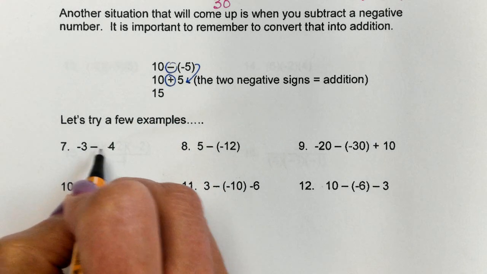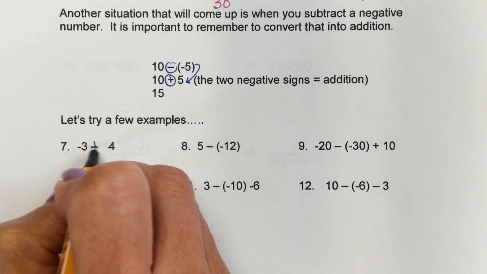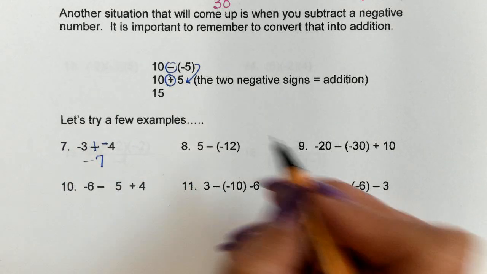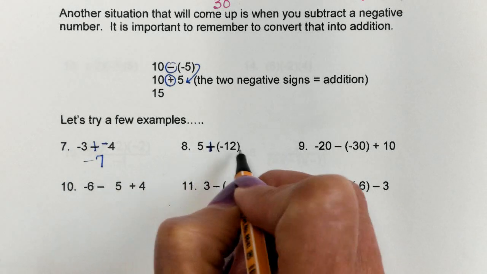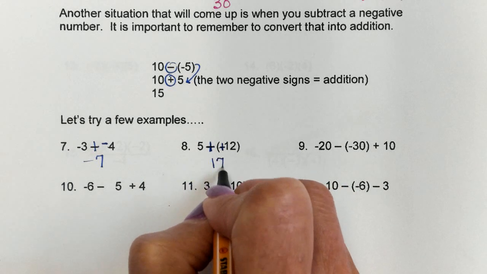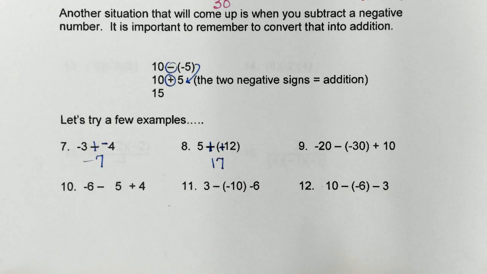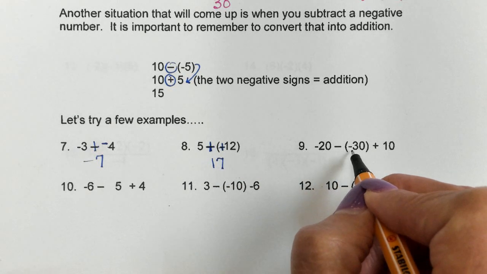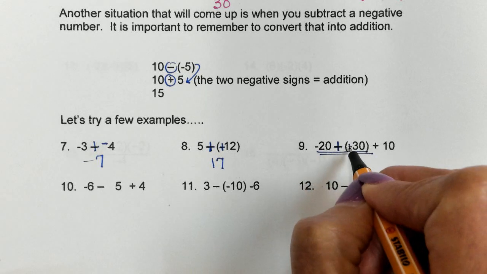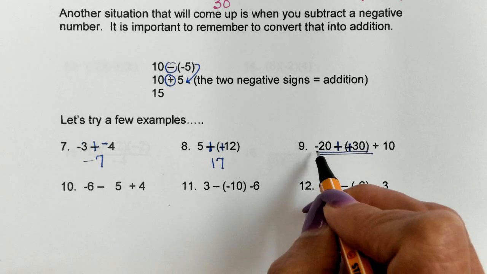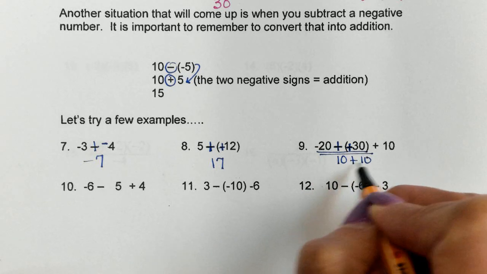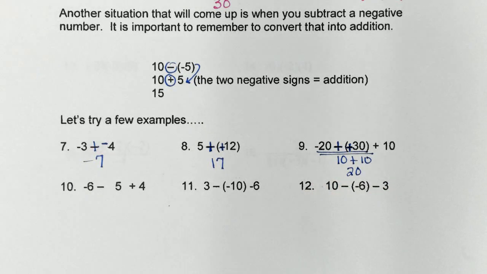So if I have negative 3 minus 4, it's negative 3 plus a negative 4. Same sign, add and keep the sign. Change this subtraction to addition. This negative 12 becomes a positive 12. 5 plus 12, same sign, add and keep the sign. Positive 17. Negative 20 minus negative 30 plus 10. We're taking 2 numbers at a time. We're going to change subtraction to addition, change the second number to its opposite. Negative and positive, we're going to subtract. There's more positives, so that's going to be a positive 10. And then 10 plus 10 is 20.